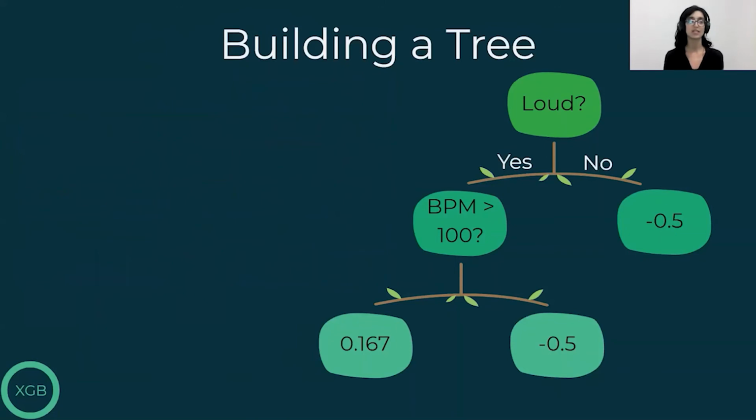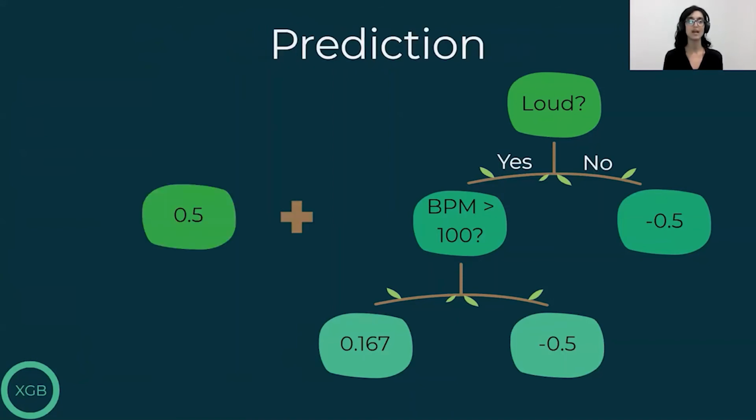And just like we saw in the decision tree, we have a measure that helps us choose the best split. This time, it's trying to minimize the residuals, the difference between the label and the prediction that results from each split. So when we want to use that tree for prediction, we add its prediction to the initial prediction. So if a song is fast and loud, its prediction will be 0.5 plus 0.167, which is 0.667.